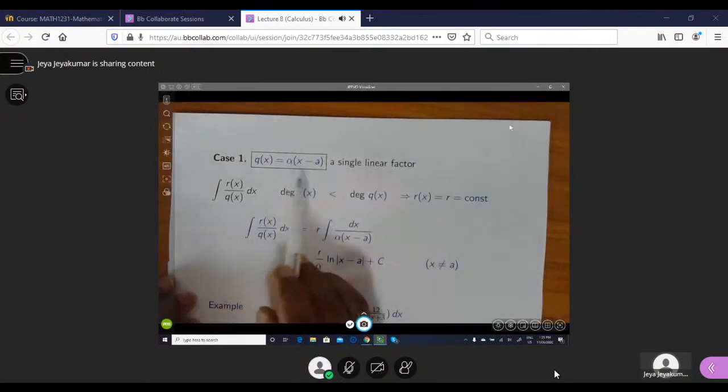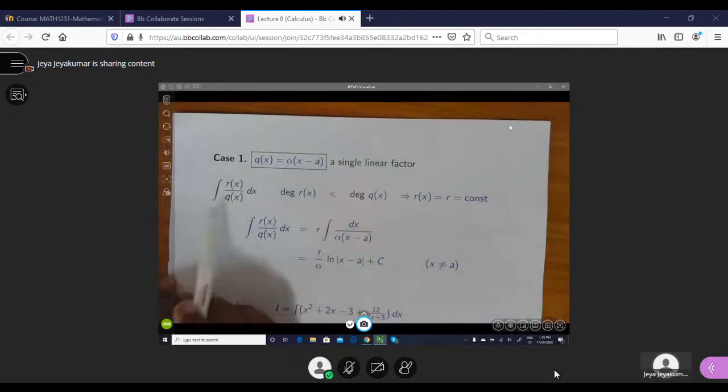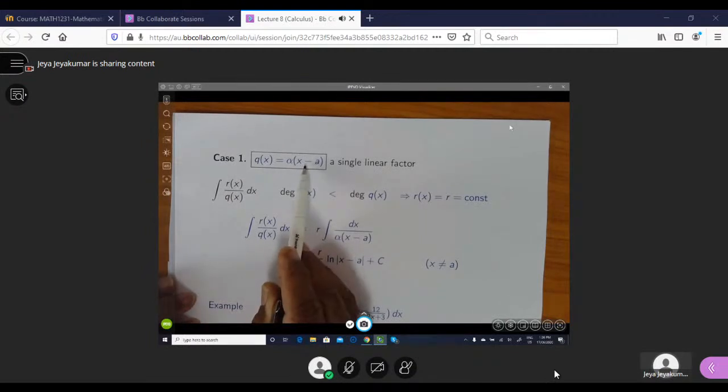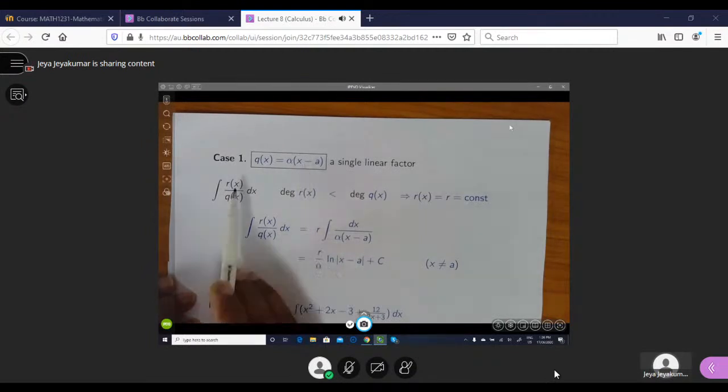So if you have a single linear factor like that, so you are looking at a rational function, for example, Rx over Qx, right? So what should be the degree of R here? Because Qx has degree 1, right? If it is a proper rational function, what should be the degree of Rx? Rx should be 0, right? Because this is a proper rational function. You're correct. Good, Sean, you got it right. So therefore, Rx should be constant.